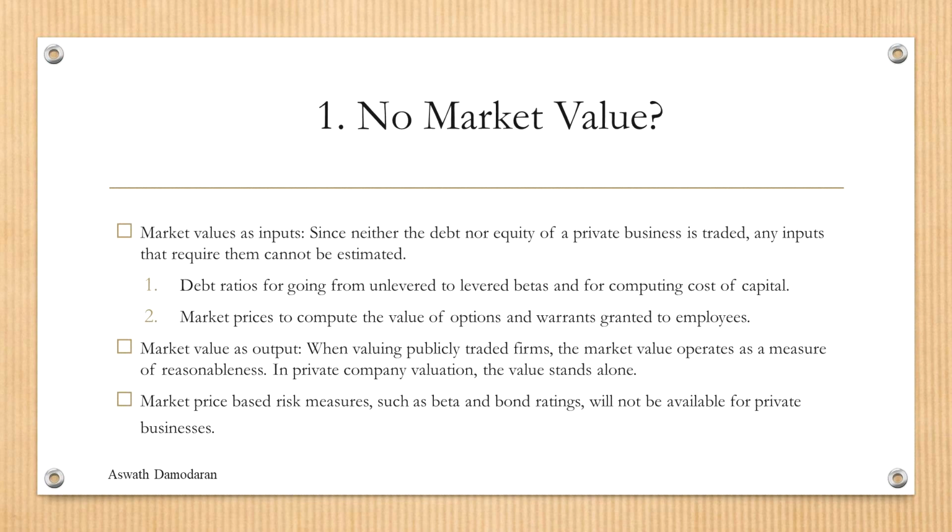And the second one is the market price to compute the value of option warrants granted to employees. This is the second problem that you need to address a little bit later. The market value is also an output when you are valuing a company. When valuing a publicly traded company, the market value operates as a measure of reasonableness, but in a private company, the value stands alone. And lastly, market price based risk measures such as the beta and bond rating are not available for a private company.